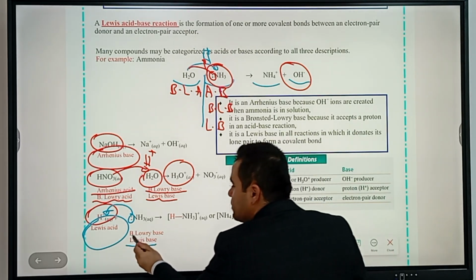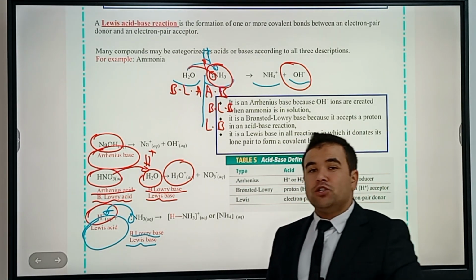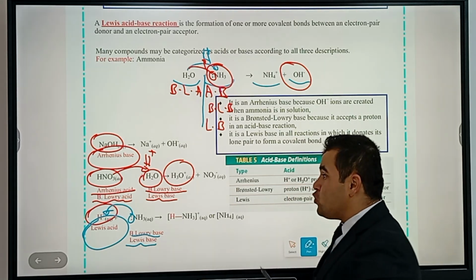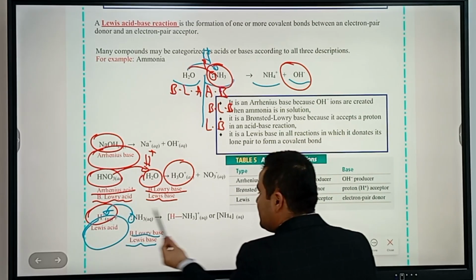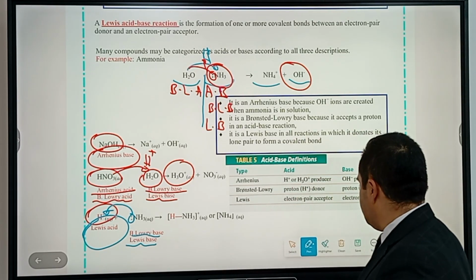and also accepts a proton, so it becomes a Bronsted-Lowry base. In terms of the reaction, guys, the reaction is a Lewis acid-base reaction. Why? Because we have two reactants and one product, which is a complex compound.